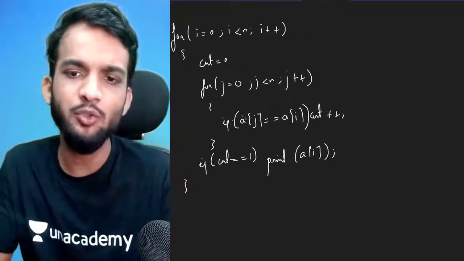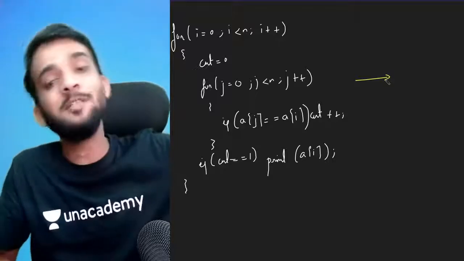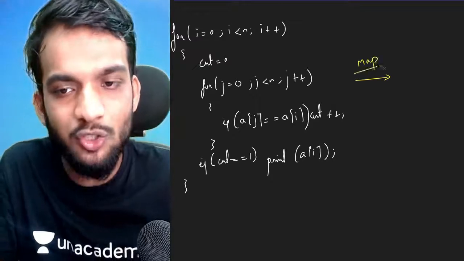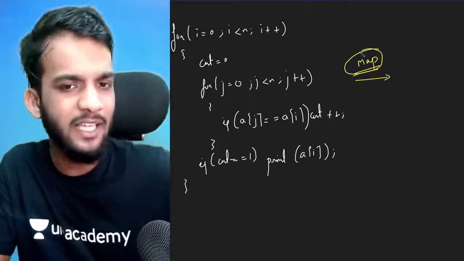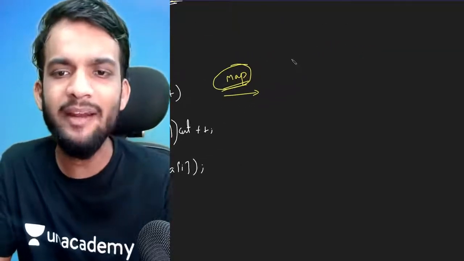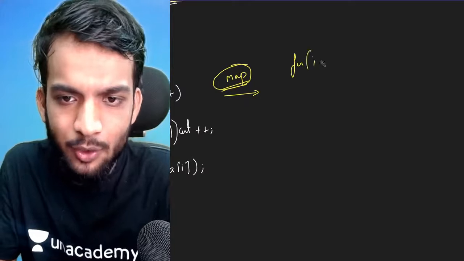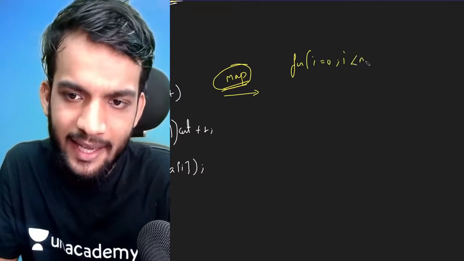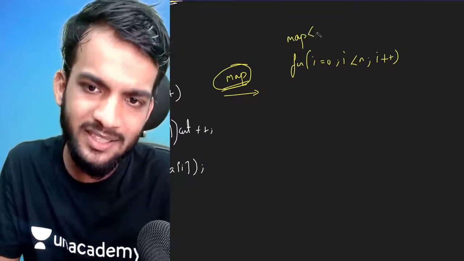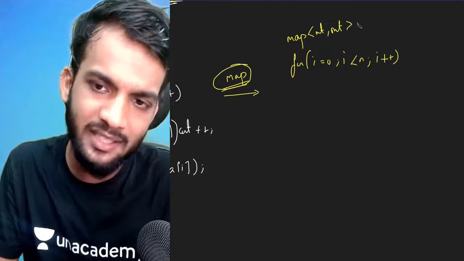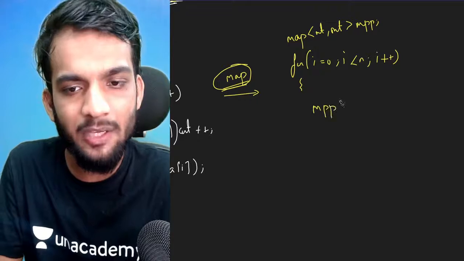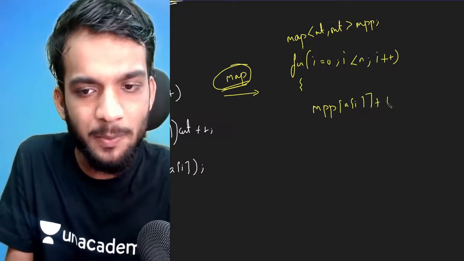What if I use a map? Remember the C++ STL course? C++ STL, remember? We use something like a map data structure. Can we use a map data structure? Yes, we can. So if I optimize this using a map data structure, I'll write something like this. I'll again write for i equal to 0, i less than n, i plus plus, and this time I'll declare a map. Let's declare a map, not an unordered map. Let's declare a map, mpp, and over here what I'm doing is mpp of a of i plus plus.